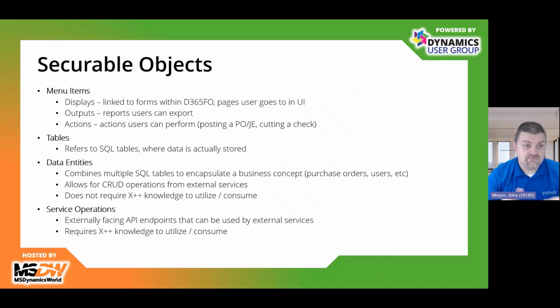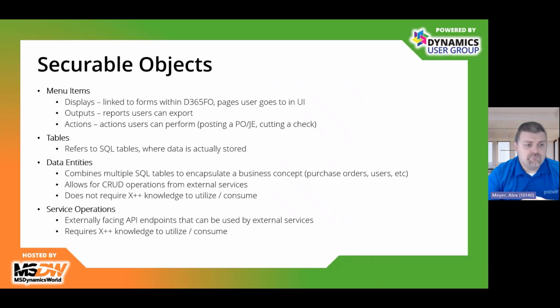These are going to be menu items that exist within the system itself. And those menu items are broken into three different subcategories underneath those. The first being menu item displays, which are linked to forms within finance and operations. So anytime a user goes to a form within the application itself, the security for that form or the base form is actually linked to the menu item display. So if you have read access to the menu item display, you would have read access to that form itself, etc.